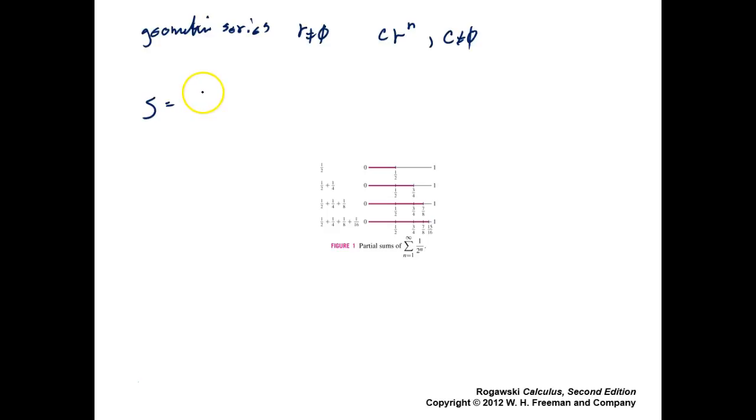The series would be the summation of n equals 0 to infinity of your common term that was in your sequence, c r to the n. Okay. Now, give me the first term in that series.